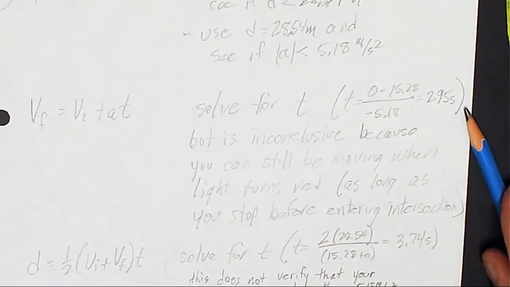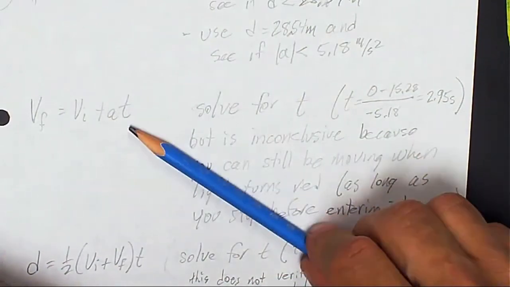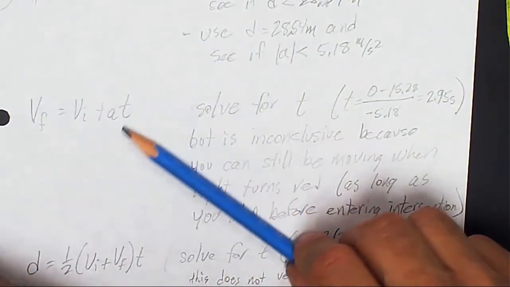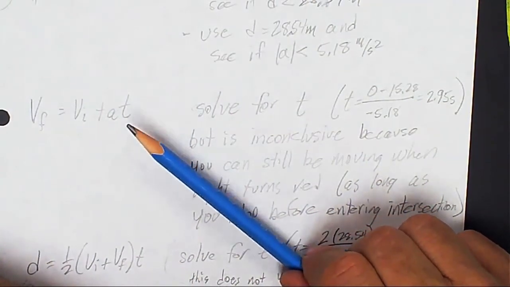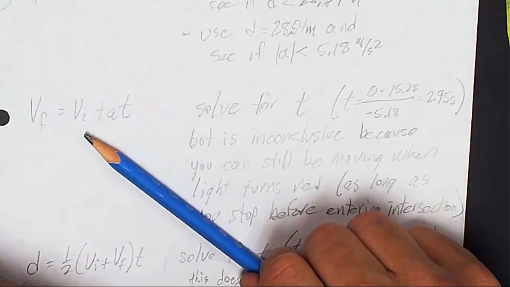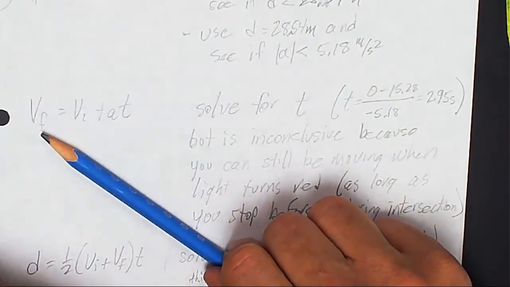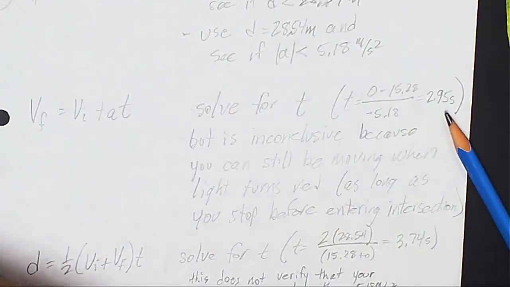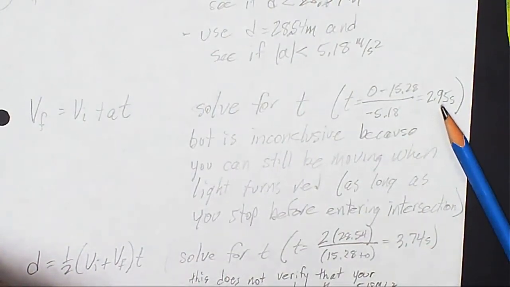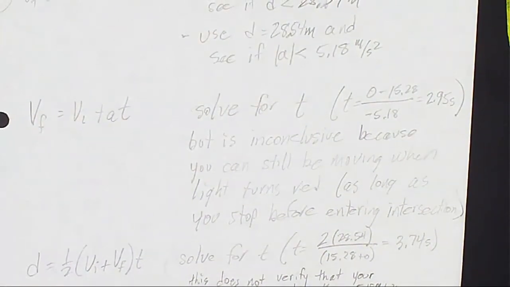Yes, it will take us 2.95 seconds to stop, but nowhere in this equation do we have displacement. If you think about what the true requirement of this problem is, the true requirement is that we go from an initial velocity of 15.28 to a final velocity of 0 in a distance of 28.54 meters. That's really all that matters. Here what we're seeing is we're going to stop after the light turns red, but we won't have traveled into the intersection. So even though the car is still moving when the light turns red, we do end up stopping before the intersection, and that's what we showed when we used this equation.